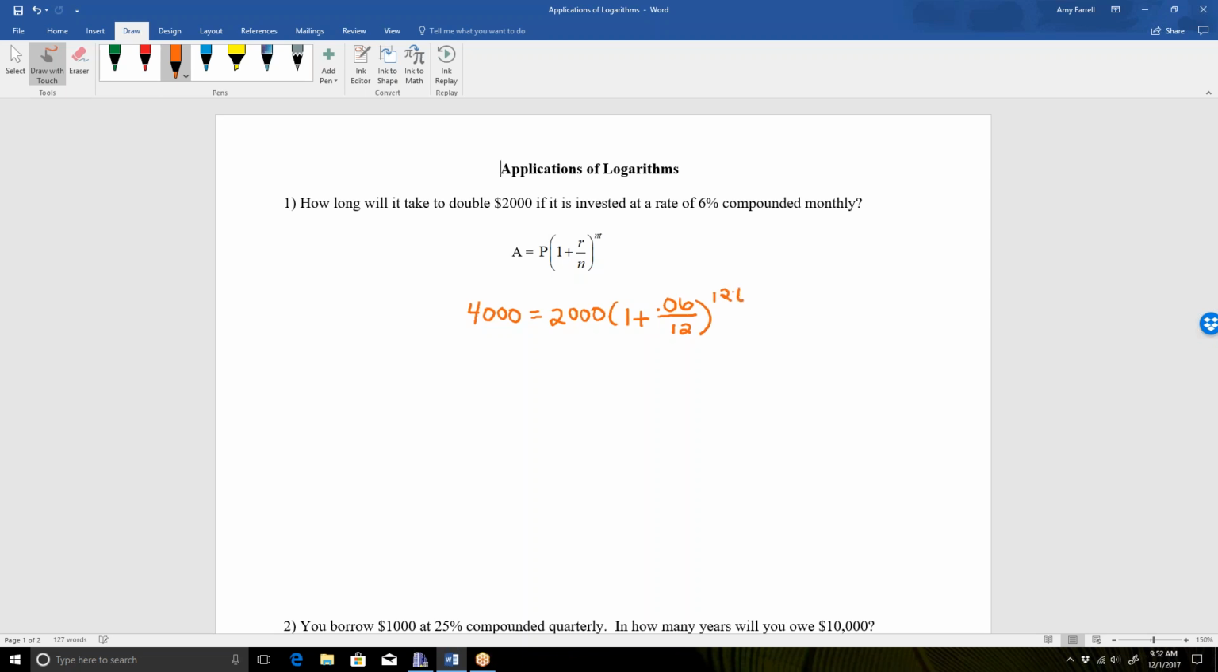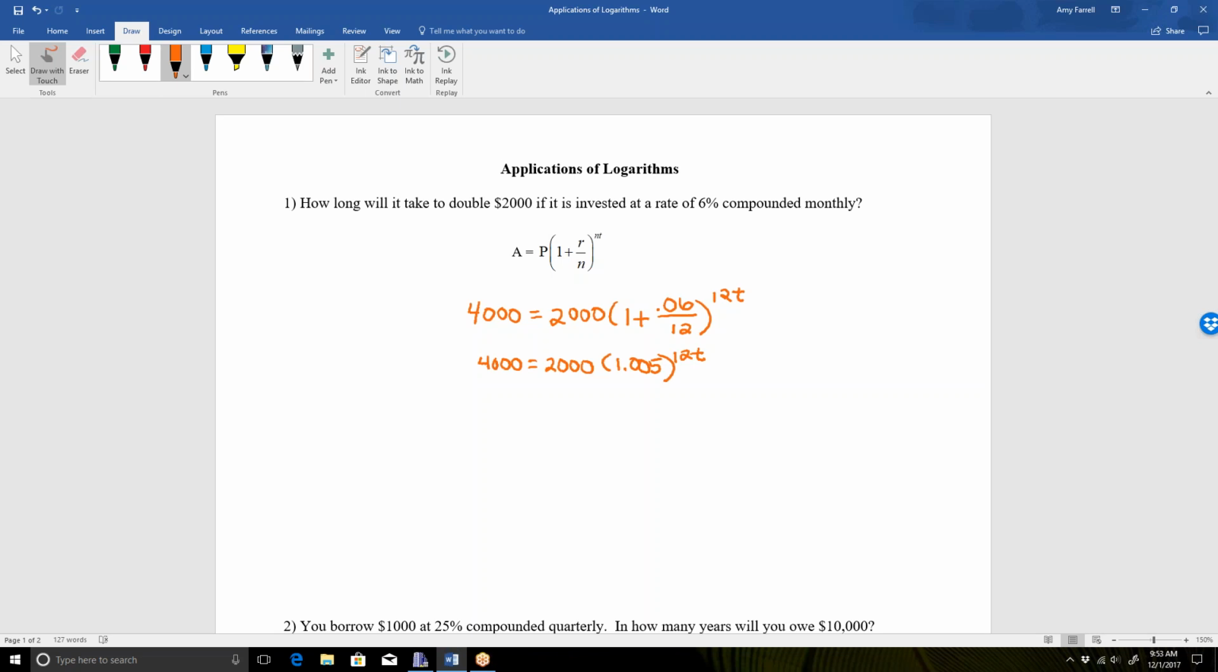And t is time, but we don't know that. That's what we're trying to solve. So our t would be a variable t. That's what we're solving for. We can't plug anything in for t. Now, if you'd like, you can calculate this here inside the parentheses. It'll turn out to be 1.005. You can use your calculator to calculate that.